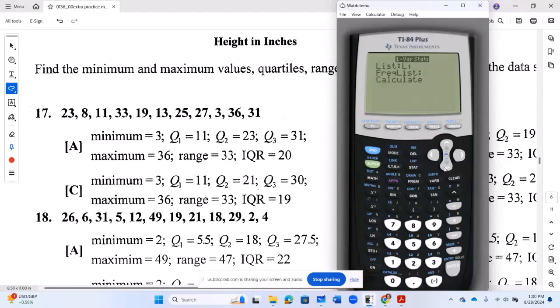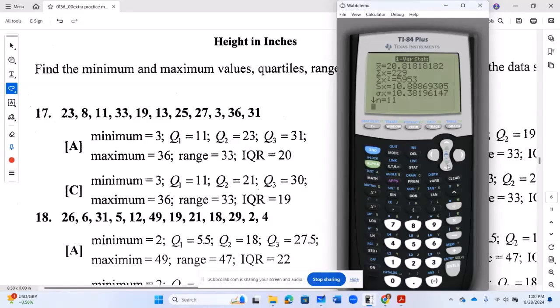The frequency, I don't have frequency because this is raw data. So I can now calculate the one variable start. All right, so the one variable start says that the mean is 20.18. I want to round to the nearest whole number. So the mean is 21, X bar. The mean is X bar.